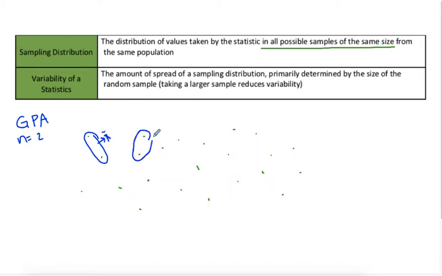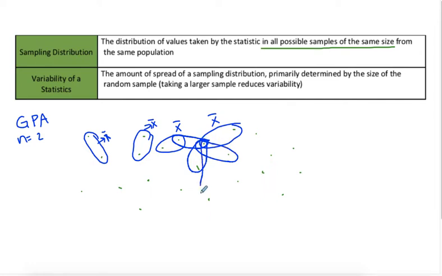I could look at these 2 students and this would find me an X bar. I could look at these 2 students and that would find me an X bar. I could look at these 2 students. And again, I'm going to take the distribution of values taken by the statistic in all possible samples. So not only these, but I would also have to go this way and this way and this way and every single possibility with that one. Again, I have way too many dots because this would be a terrible thing to do by hand.